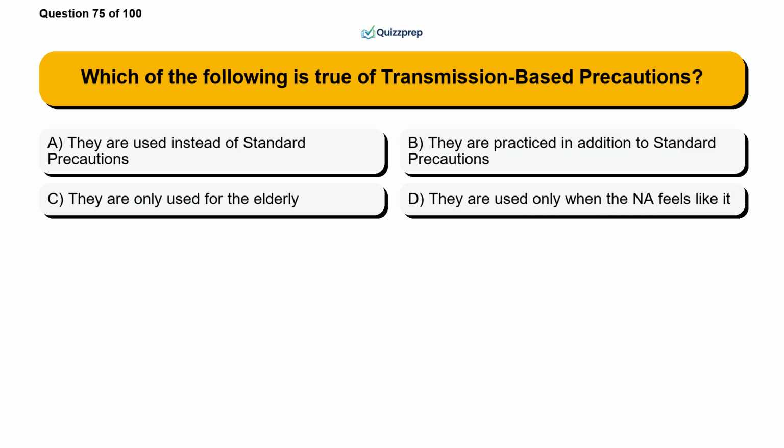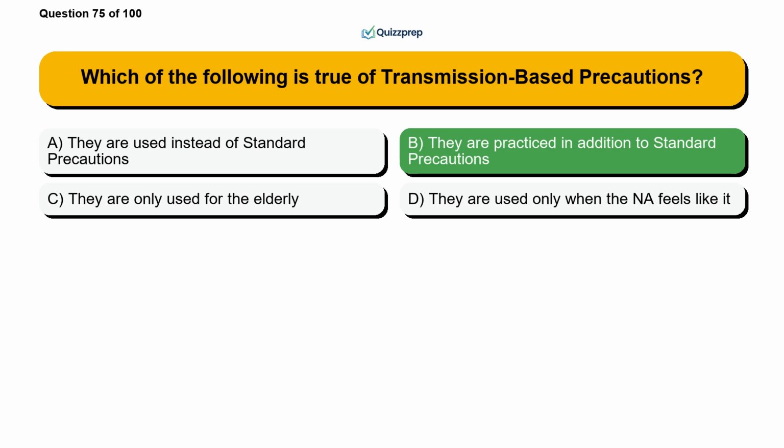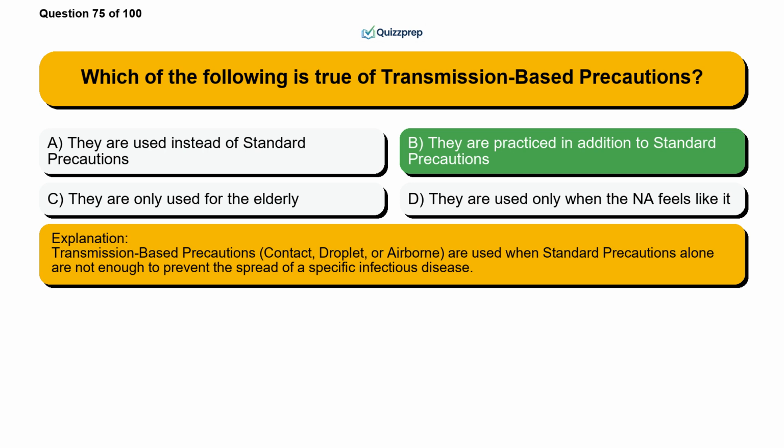Question 75. Which of the following is true of transmission-based precautions? Option A, they are used instead of standard precautions. Option B, they are practiced in addition to standard precautions. Option C, they are only used for the elderly. Option D, they are used only when the NA feels like it. The correct answer is option B, they are practiced in addition to standard precautions. Transmission-based precautions, contact, droplet, or airborne, are used when standard precautions alone are not enough to prevent the spread of a specific infectious disease.